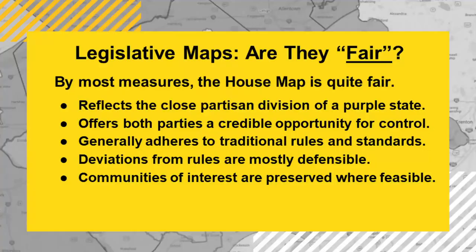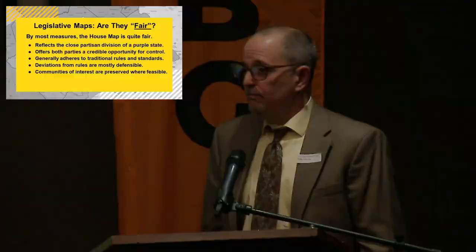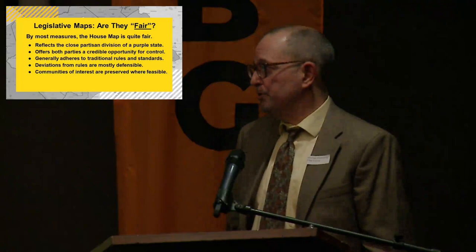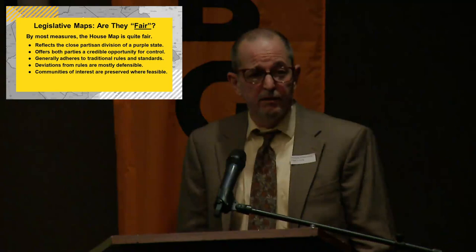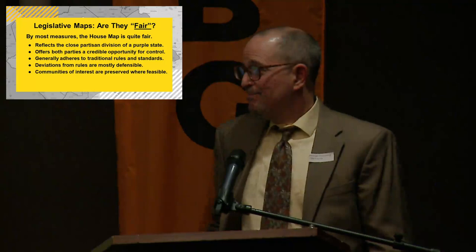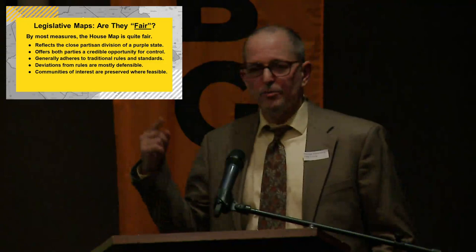Now, the harder question is, are they fair? Look, we can all make metrics say whatever we want, but by most of the measures we use and using most of the data that we think is reliable, yes, the House map is quite fair. It reflects almost perfectly, and Anne will go into this, the close partisan division of a very purple state, and offers both parties a credible opportunity for control. So at the top line level, it is highly responsive and generally adheres to the traditional rules and standards. Most of the deviations from those rules are at least defensible, and communities of interest are preserved where feasible, and I'm sure we'll be talking about that more as well.